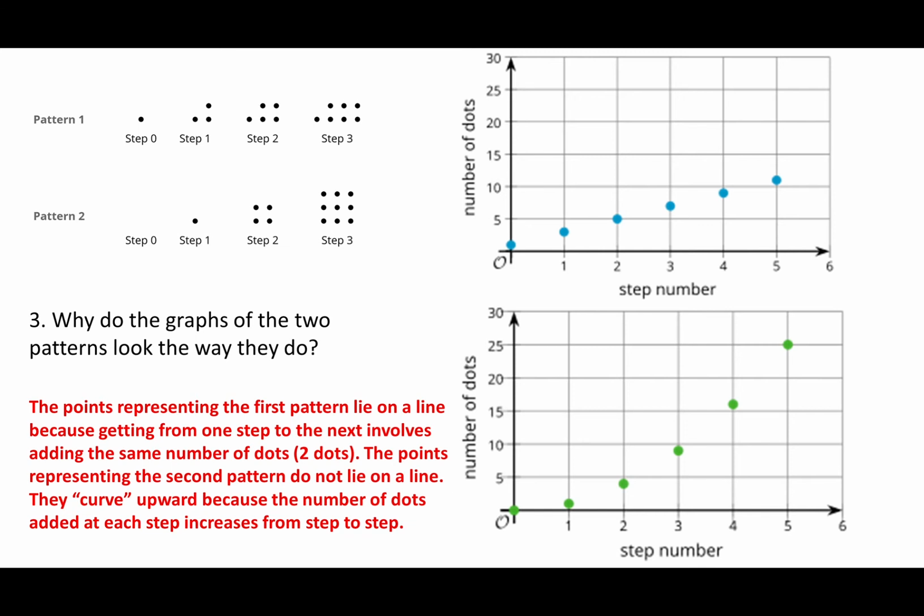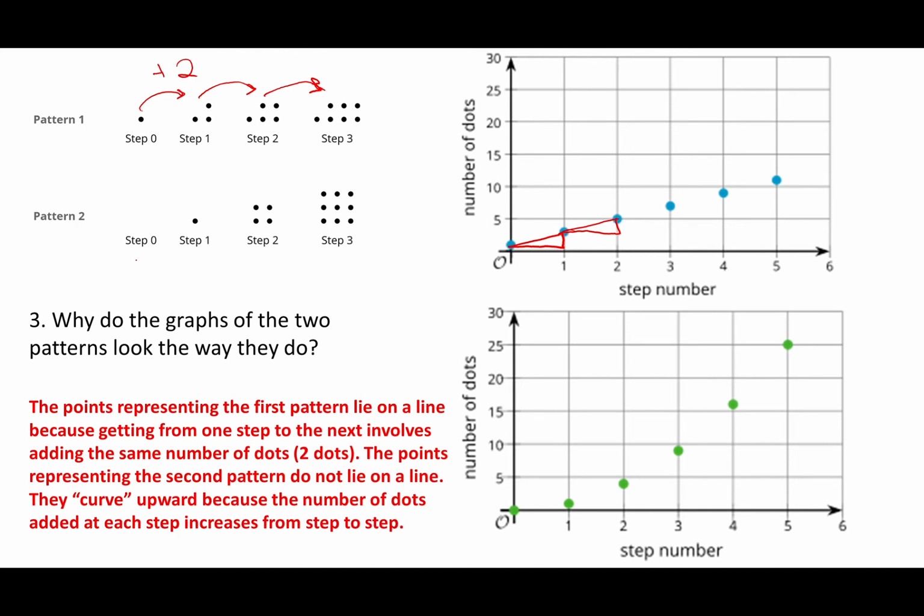Going from this first pattern, we can see that as we had first 1 dot, and then 3 dots, and then 5 dots, and then 7, each time it's growing by 2 dots. So each time we have this slope where it's going up 2 every time it goes over 1. So every time we go from one step number to the next, it's going up 2 for every time we go one step number to the right.